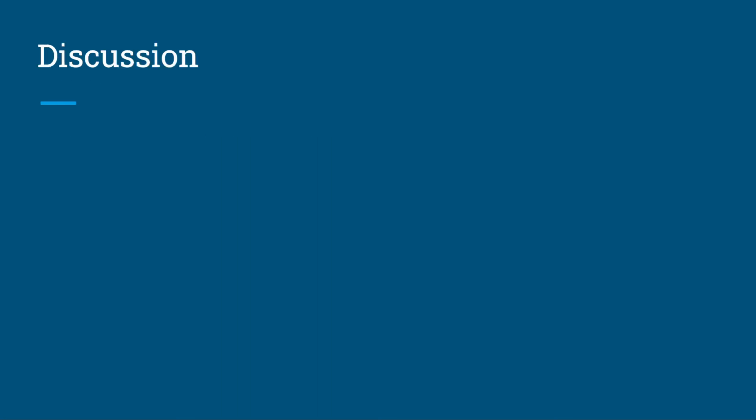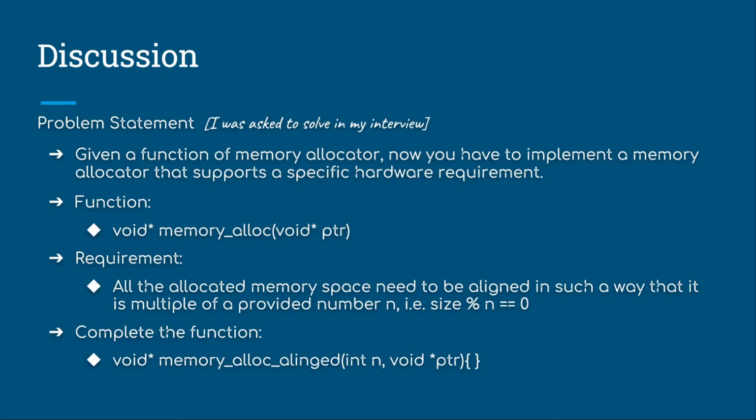So let's discuss one of the questions I was asked in my interview. The problem statement is like this: you are given a function, the memory allocator. Now you have to implement a memory allocator that supports a specific hardware requirement. What is the requirement and what is the function? We will be looking into this.